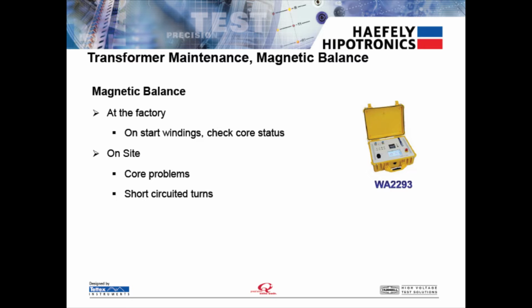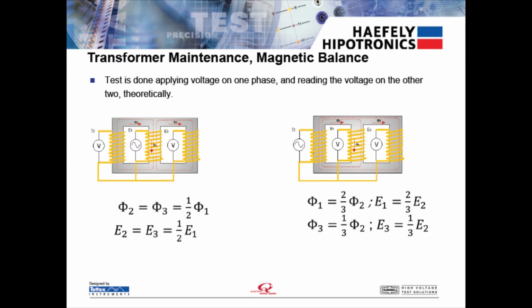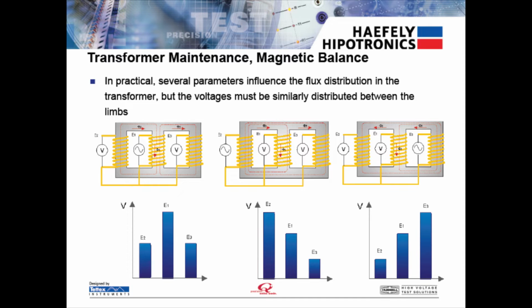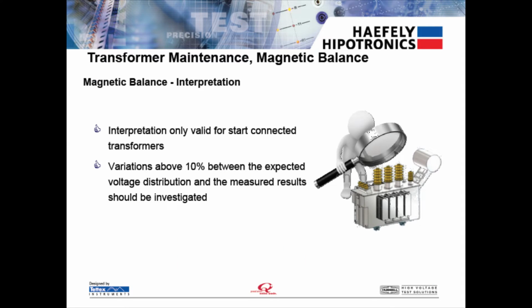So magnetic balance is done by applying voltage on one phase and then reading the voltage on the other two. And it's done using these algorithms. In practice, these are all derived numbers, but there's more than just those factors that influence the result that we get. So interpreting your magnetic balance data, it's only valid for star connected transformers, and any variations above 10% between the expected voltage distribution and measured results should be investigated.